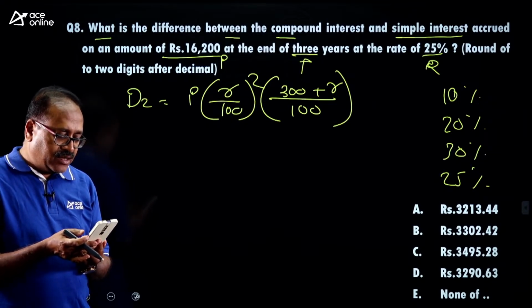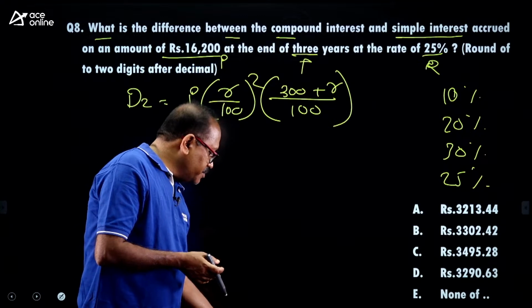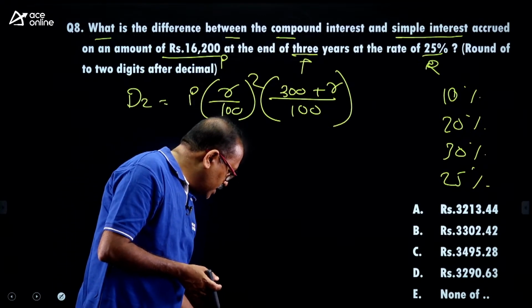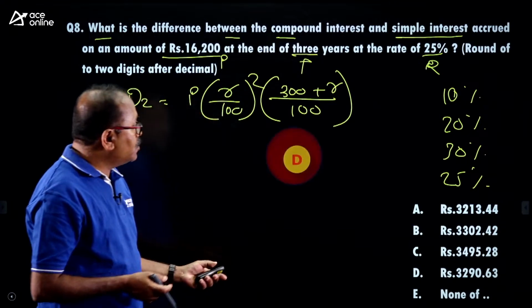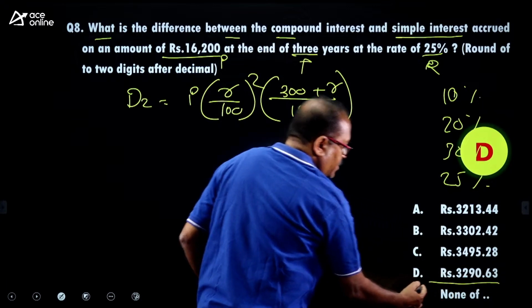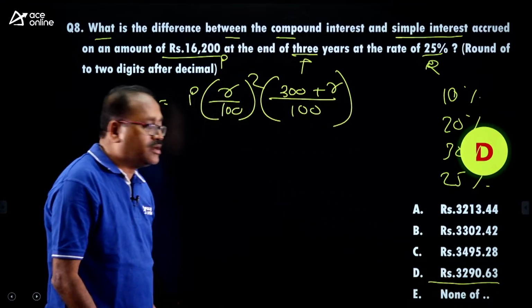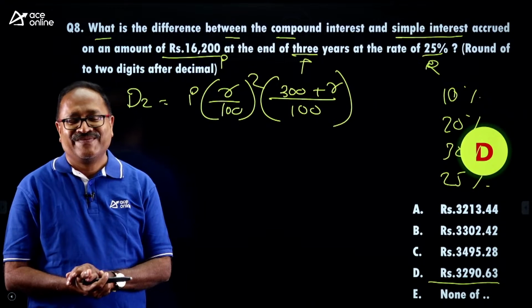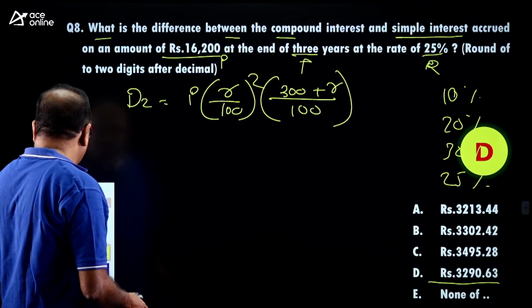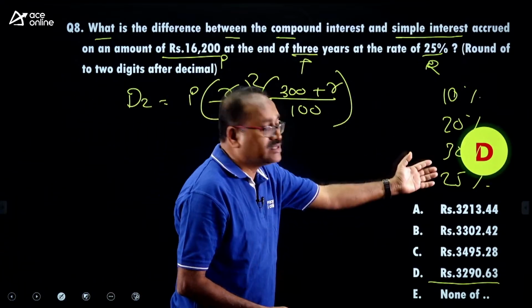Okay, the time is up. The time is up, and let me see what's your answer. Okay. So your answer is D. Option choice D, 3290.62. We'll calculate this with the best approach for these percentages.